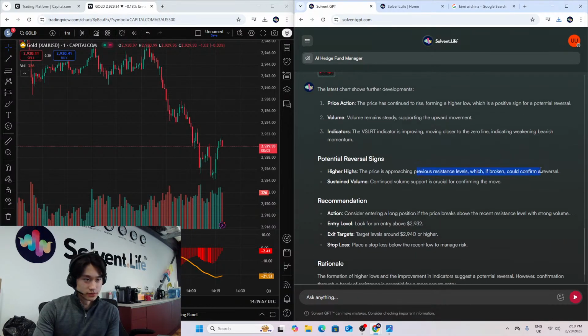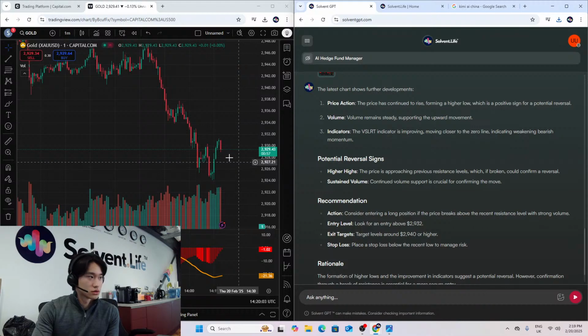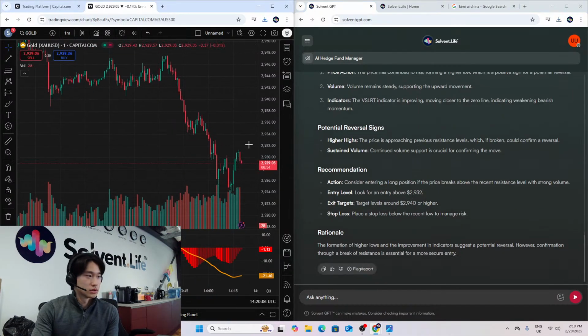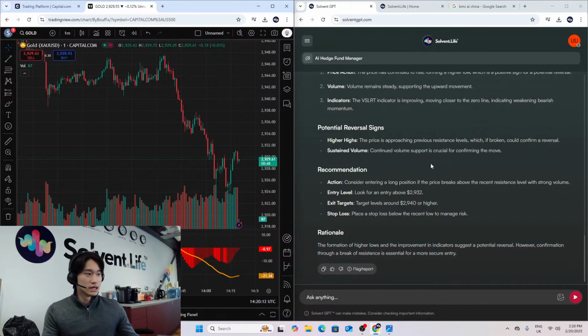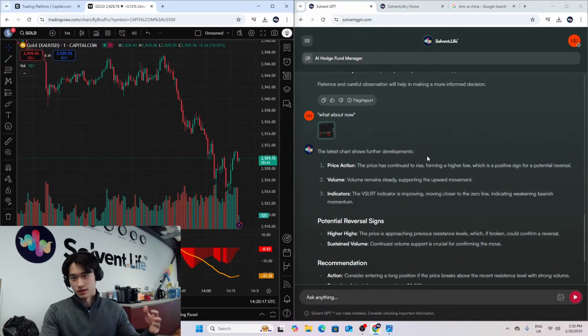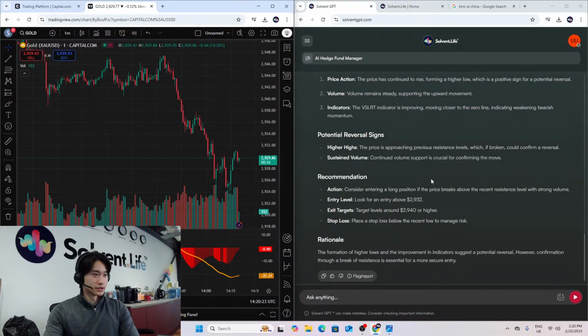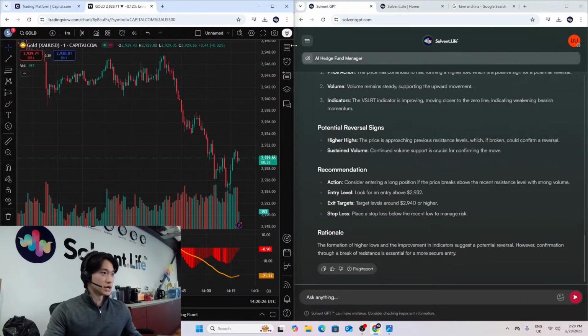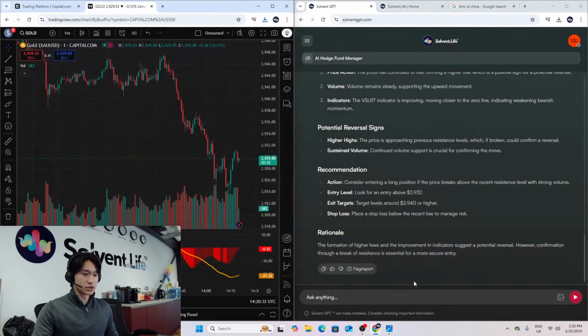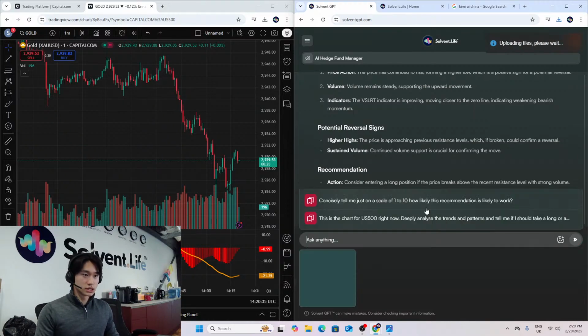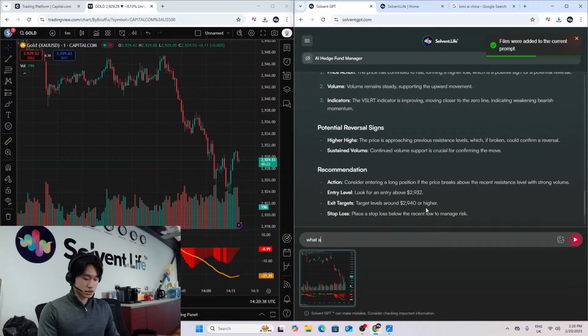Approaching previous resistance levels could confirm a reversal. Okay. So you can see, every time you upload a chart, it's being fed information, right? But now you're bringing this into the trade with you. You're bringing the GPT on board with you into this trade. So you want to bring it along every few seconds as to what you're seeing. Make sure that it is able to see the same thing as well. That's sort of how you can think about it.